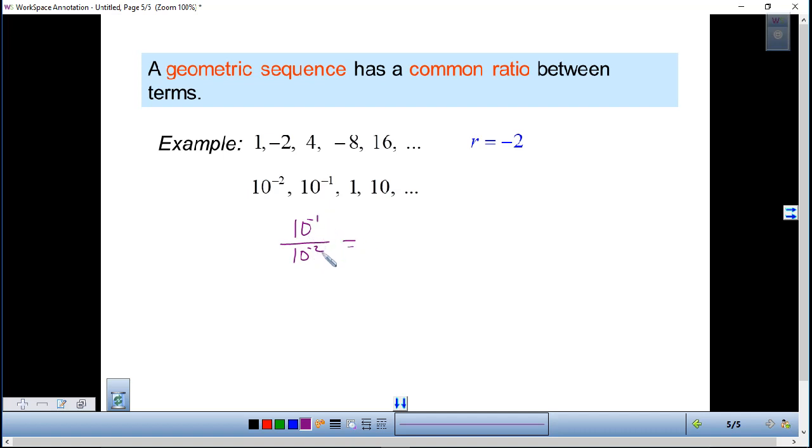So remember, when you're dividing, all you're doing is what? Subtracting powers. Top power minus the bottom power. So this is 10 to the negative 1 minus negative 2, which means we're adding 2, and it's 10 to the first power, which is 10. So all we're doing here is multiplying by 10 to get to the next one. And if you know 10 to the negative 2 is 1 over 100, times 10 is 1/10, times 10 is 1, times 10 is 10, then it's easy to see.